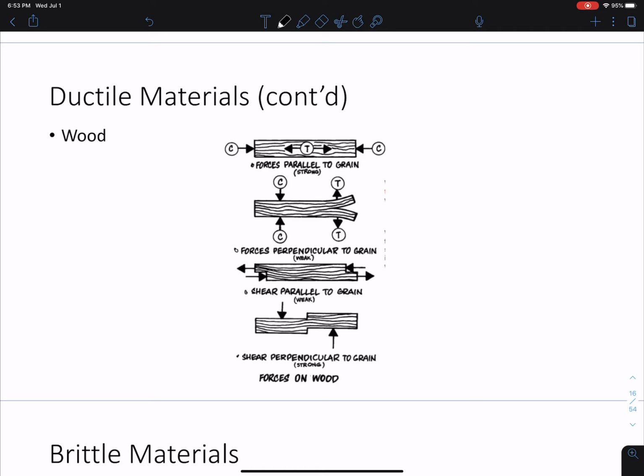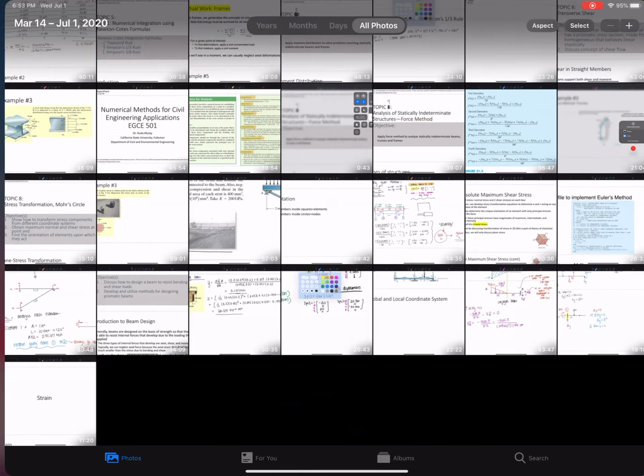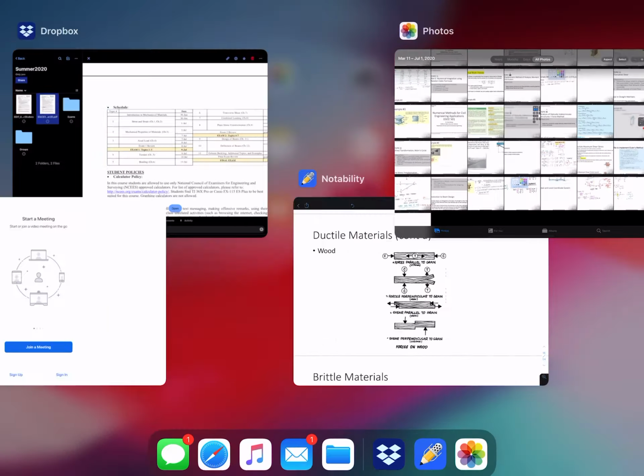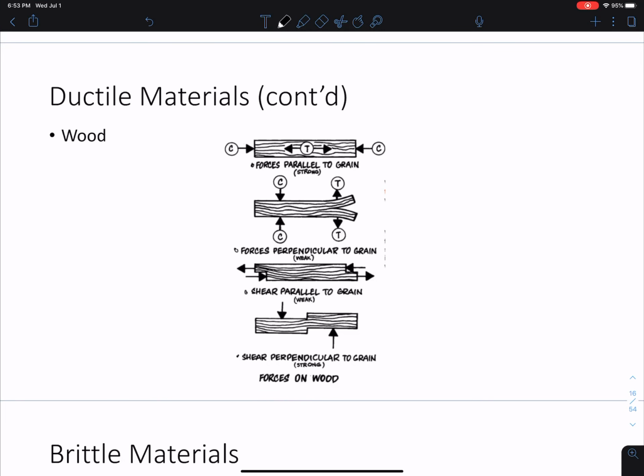We have compression and tension inside. These are forces that are applied parallel to the grain as opposed to compression and tension applied perpendicular to the grain, okay? So here, again, this one would, oops, come back here, okay. And then this one here, we show that the strong way of doing this would be applying it parallel to the grain, whereas the weaker way of doing this would be perpendicular to the grain.